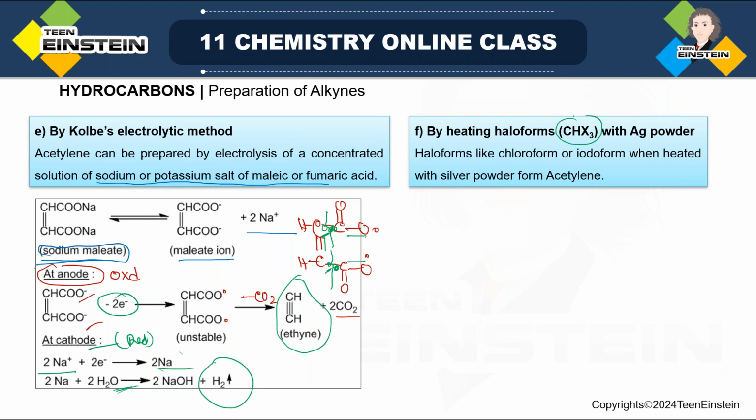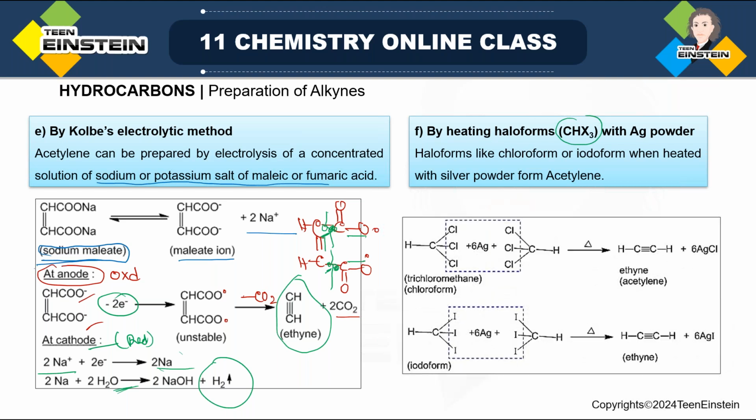So when you heat haloform, either you take CHBr3 or you take CHI3 with silver powder. So haloforms like chloroform or iodoform, when heated with silver powder, form acetylene. So see here what is happening. Here we have taken chloroform, or you can call it trichloromethane, but we have taken 2 moles. This is one molecule, this is the second molecule.